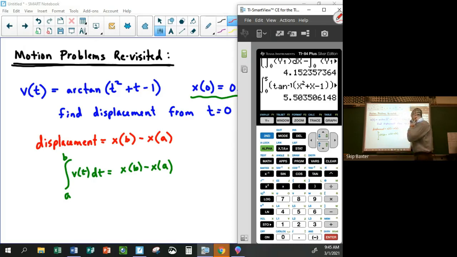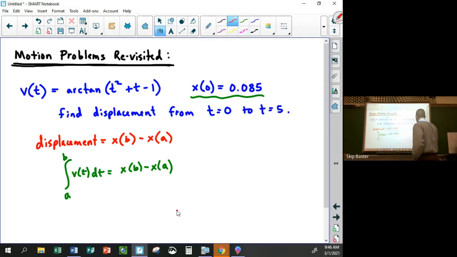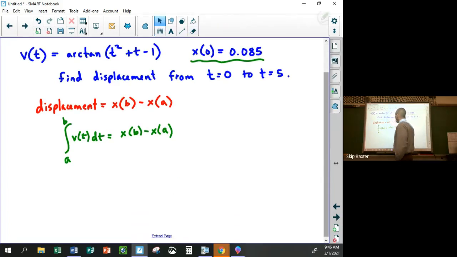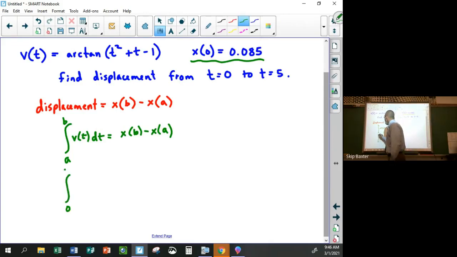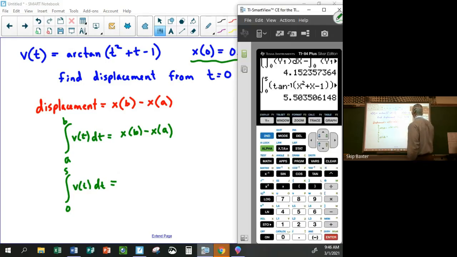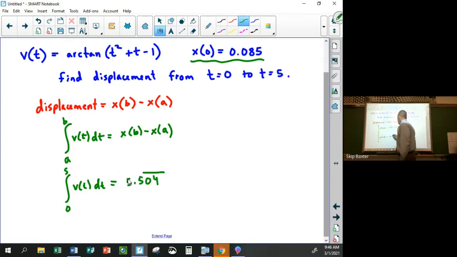So if this was a free response question and I had to show my work, you can't just have a calculator answer without the setup. So all you have to write is the integral from 0 to 5 of v of t equals the answer. In this case, it would be 5.504. And you don't have to write the function out because they already gave it a name, v of t, so you can just refer to it as v of t.